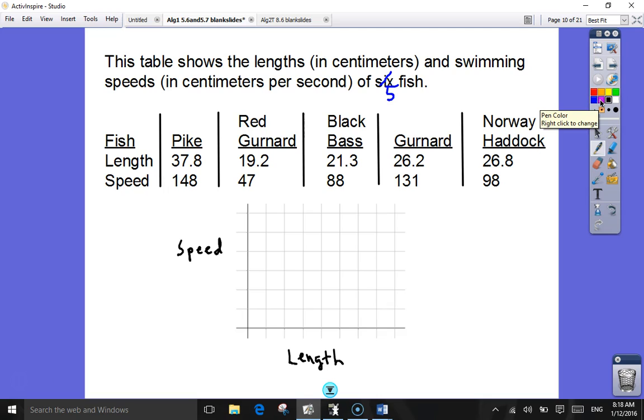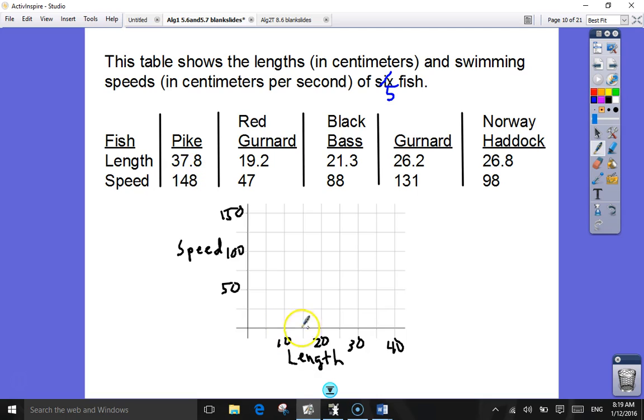So let's see, my biggest value here is 37.8. So 1, 2, 3, 4. This is going to be my 40. This will be my 20, 10, 30. And on this axis, it looks like it goes up as high as 148. I think I made this 50, 100, 150.